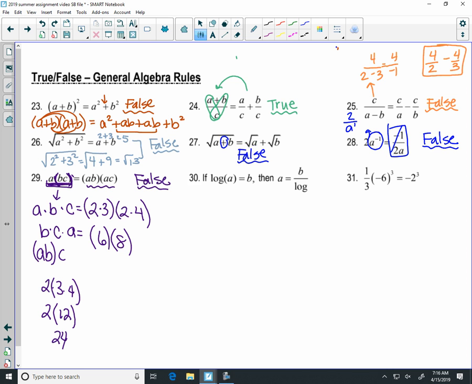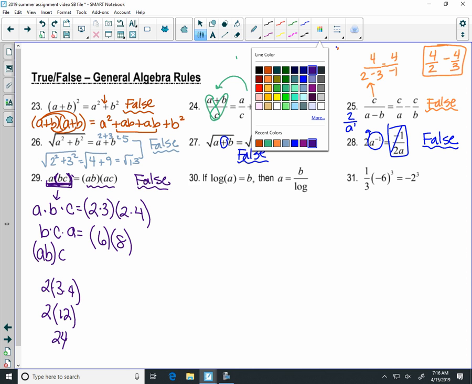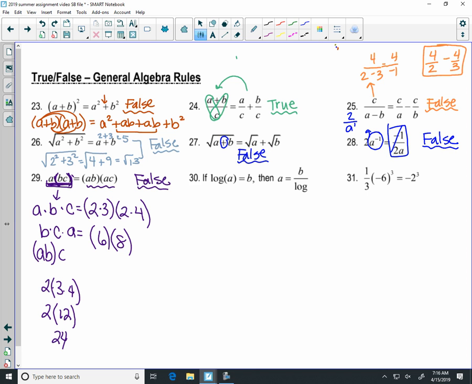All right, 2 more. Another logarithm problem. So the thing to remember here is that if you have a log with no base, it's a log base 10. So I'm going to rewrite that here. 10 is the base. B is going to be your exponent. And a is on the other side of the equal sign. So I'm going to rewrite this side. 10 to the b equals a. And that is not the same as that.